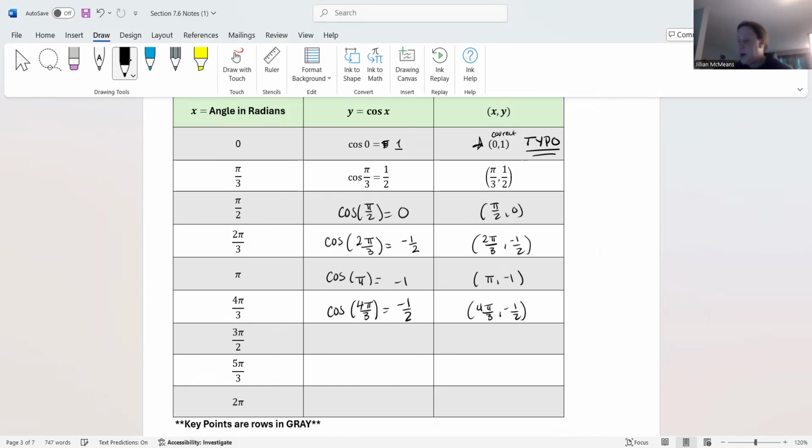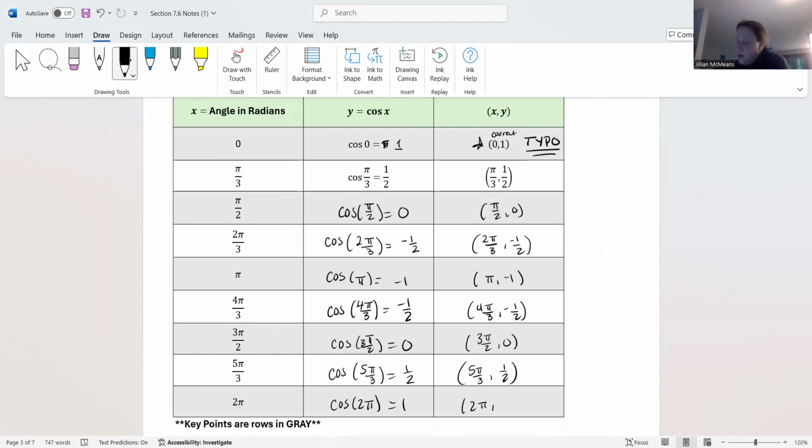At 3 pi over 2, cosine evaluates to be 0, so 3 pi over 2, comma 0. At 5 pi over 3, we get that cosine is equal to positive 1/2. And then finally at 2 pi, we get that cosine equals 1, okay? So cosine evaluated at 2 pi is equal to 1.